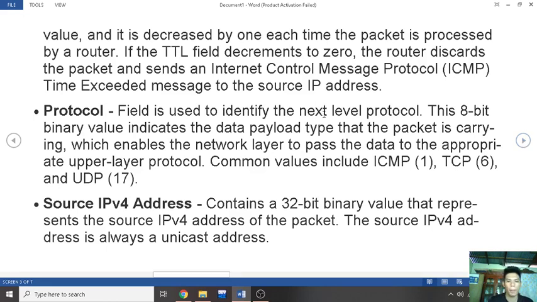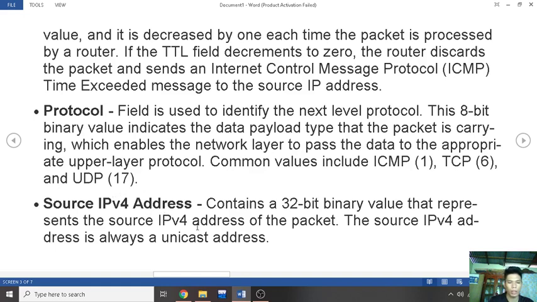So protocol identifies the next level protocol. This is an 8-bit binary value that indicates the payload type the packet is carrying, which enables the network layer to pass the data to the appropriate upper layer protocol.